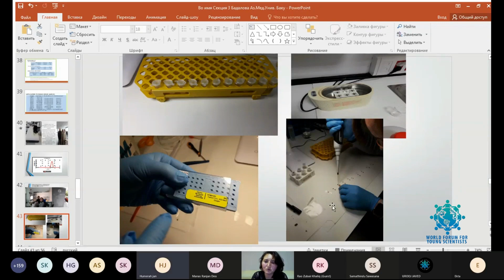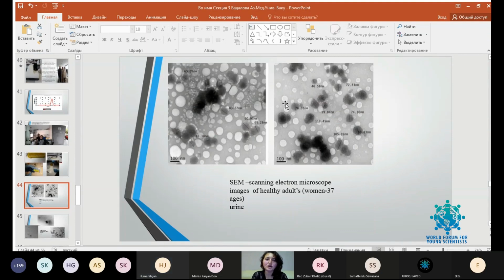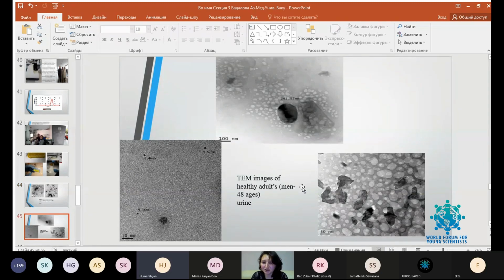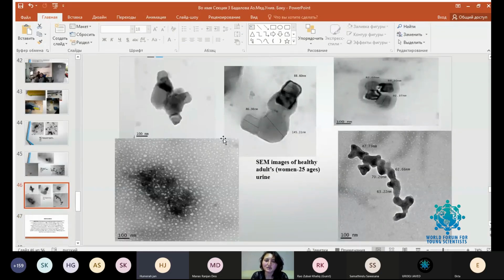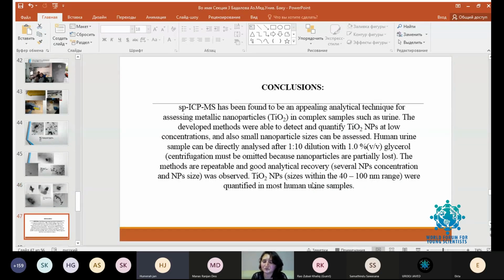We performed this work in terms of the SEM. Okay, the SEM scanning electron microscope image of woman 37 years urine, then a TEM image of healthy adult man 48 years, and then also we have the same image of adult woman 25 years. As I told, we took the urine samples from different persons, healthy persons.